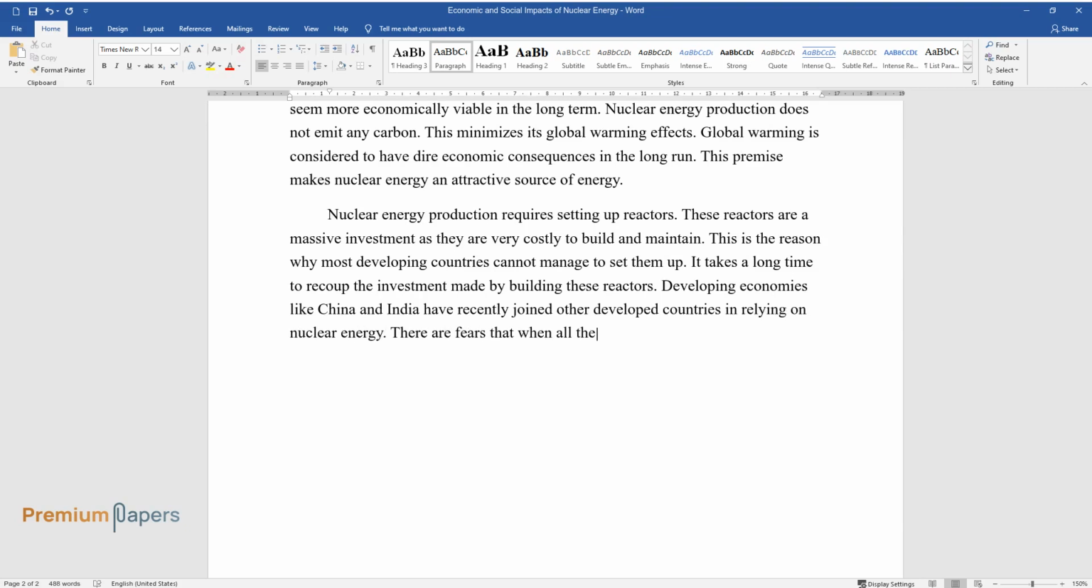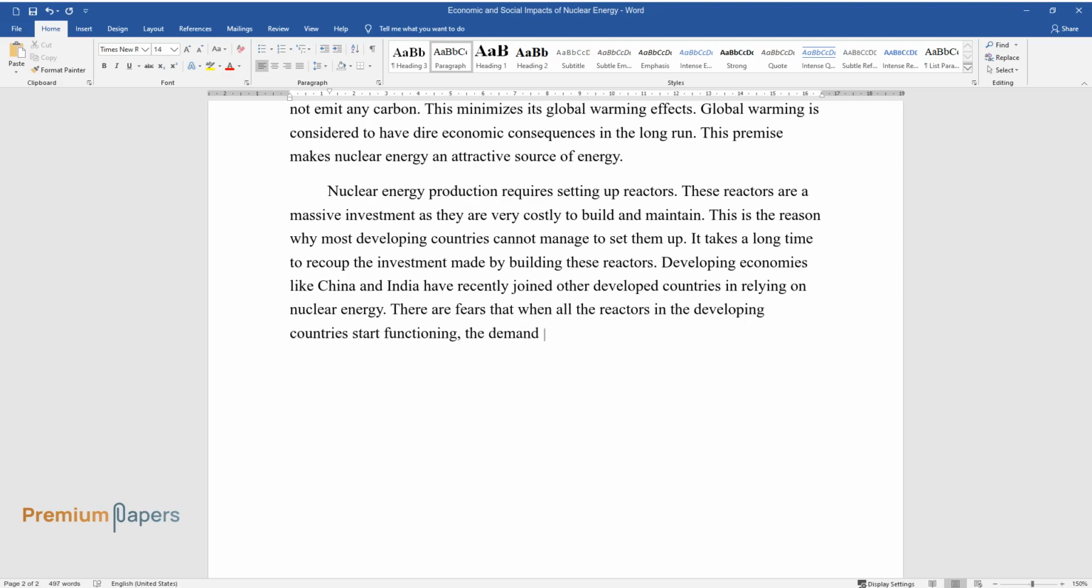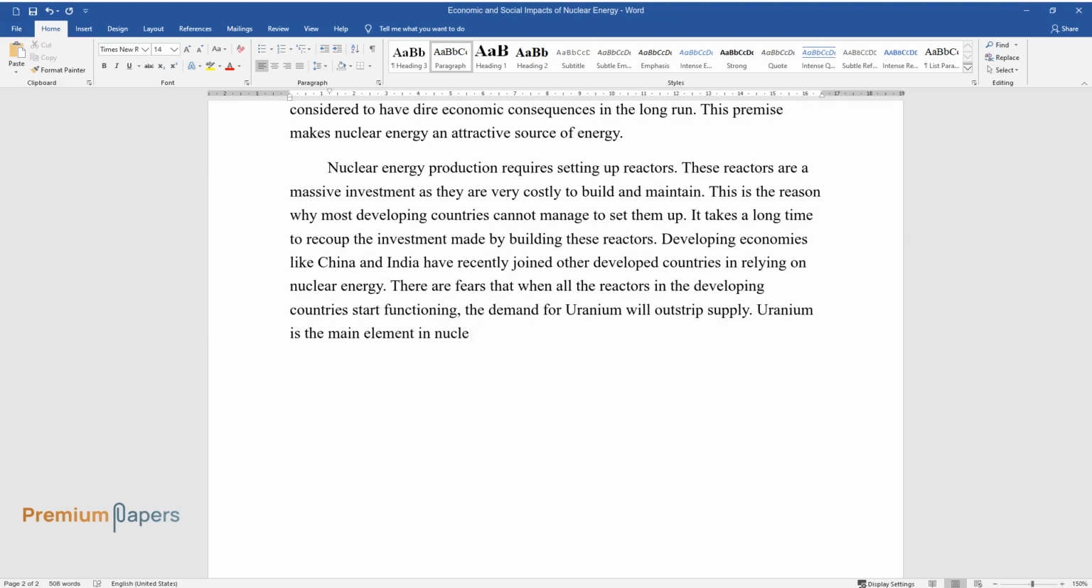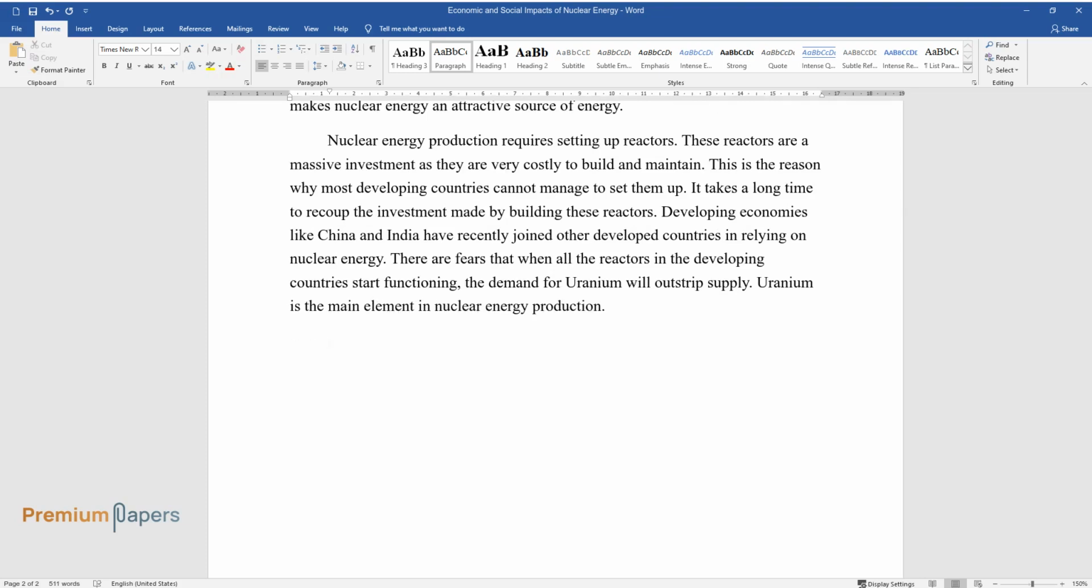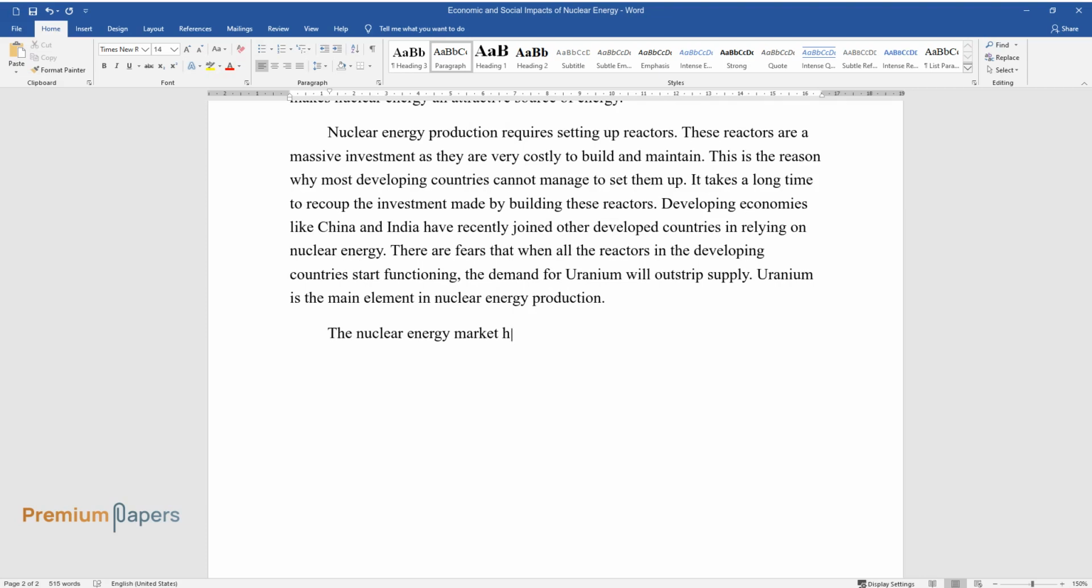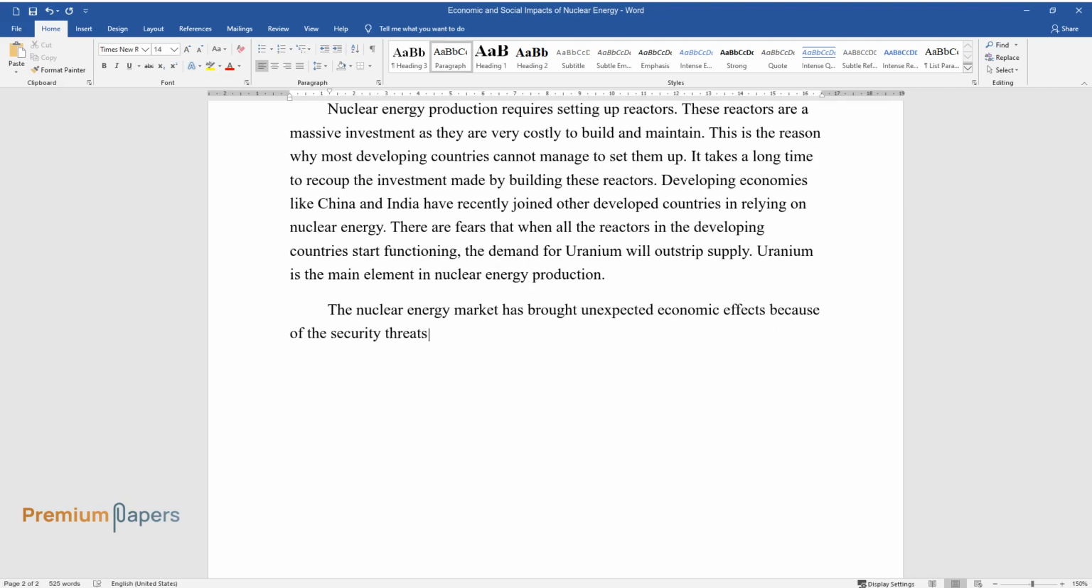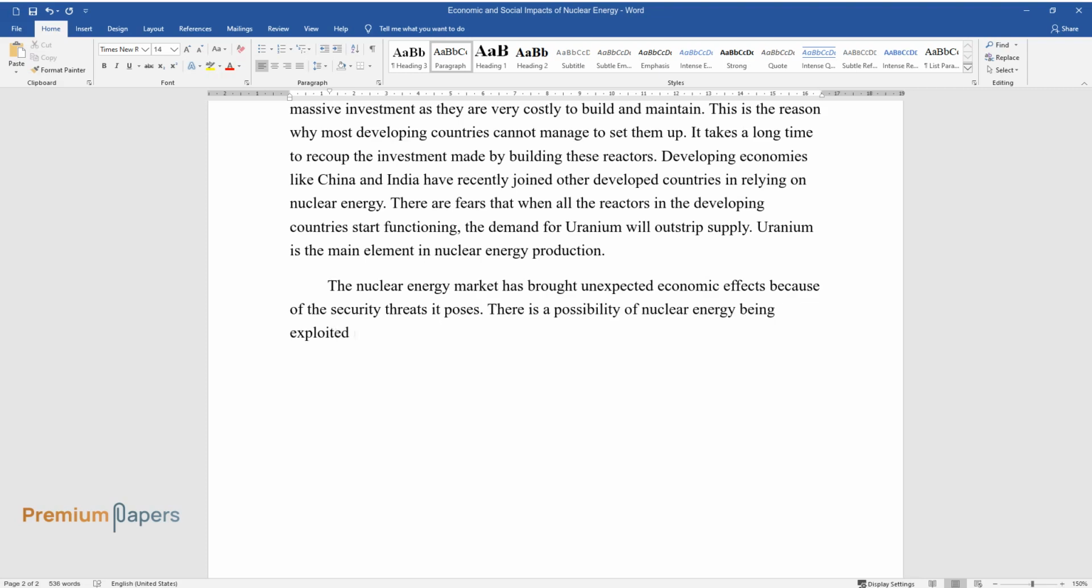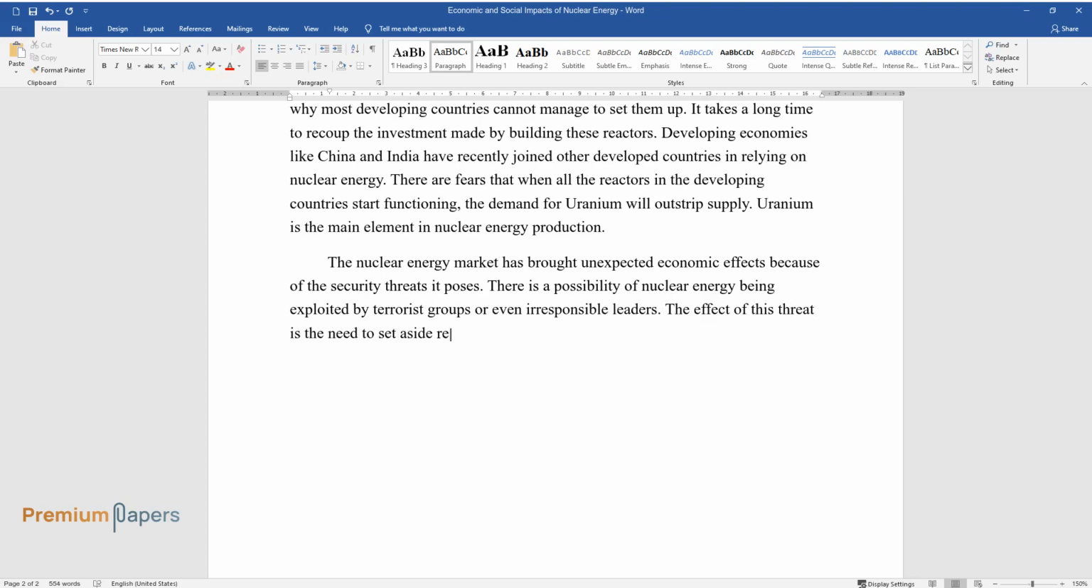There are fears that when all the reactors in the developing countries start functioning, the demand for uranium will outstrip supply. Uranium is the main element in nuclear energy production. The nuclear energy market has brought unexpected economic effects because of the security threats it poses. There is a possibility of nuclear energy being exploited by terrorist groups or even irresponsible leaders. The effect of this threat is the need to set aside resources for monitoring these security threats.